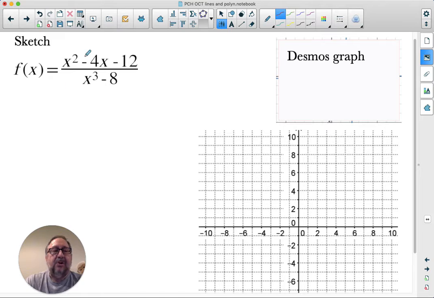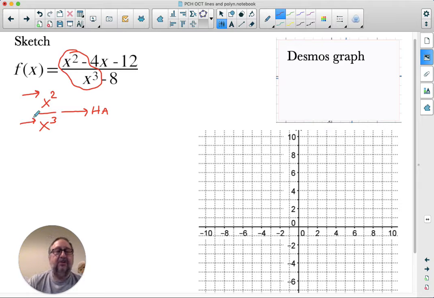For example, we know that if we look at the highest degree term divided by the highest degree term, in this case x squared divided by x cubed, this will tell us whether it's a horizontal asymptote or not. In this case, we see that the degree in the numerator is less than the degree in the denominator. That means that there is a horizontal asymptote at y equals 0. And that takes care of one piece of this function.